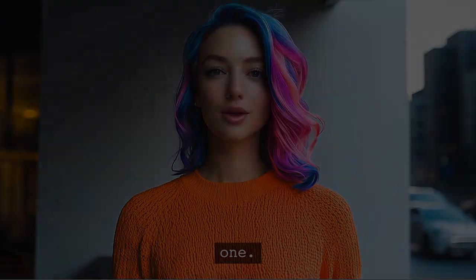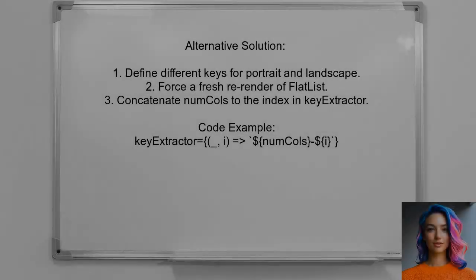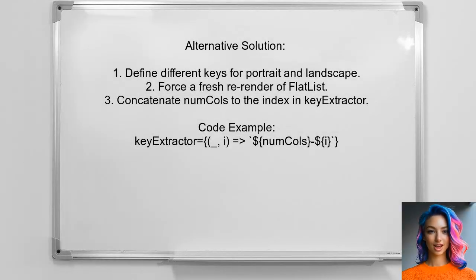Let's explore another one. An alternative solution provided by another user suggests that to dynamically change the number of columns based on orientation, you need to define different keys for portrait and landscape modes. This will force a fresh re-render of the FlatList. They recommend concatenating the numColumns value to the index in your keyExtractor.